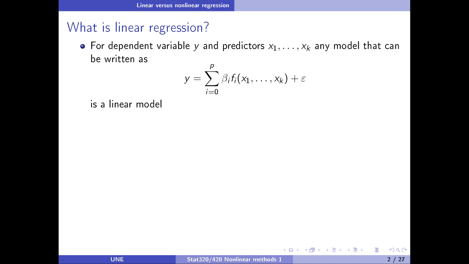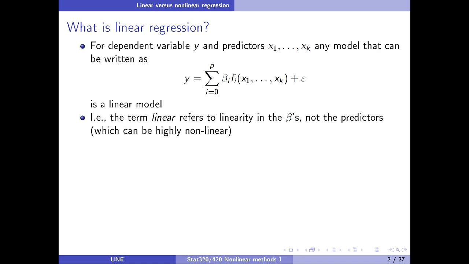So let's just start off by reminding ourselves what linear regression is, and then we'll move on to what nonlinear regression is. Linear regression really refers to being linear in the betas. So it's any model where we can write our dependent variable y, with some predictors x1 through xk, as y equals the sum of some betas times a function of the x's. Now that function of the x's can be arbitrarily complex. It's a beta times the function of the x's, and that arbitrarily complex function doesn't have any betas in it. Plus, of course, we've got the random error attached.